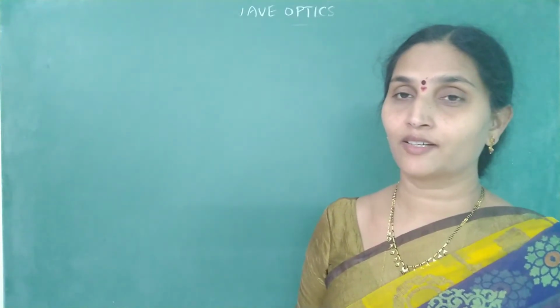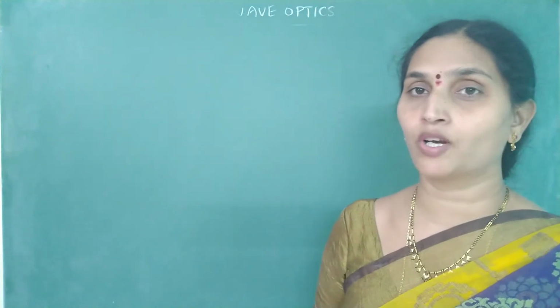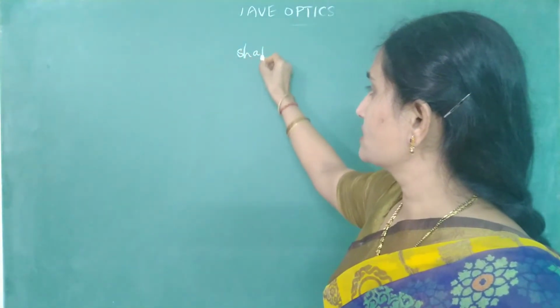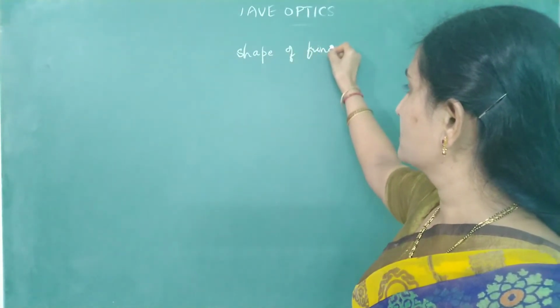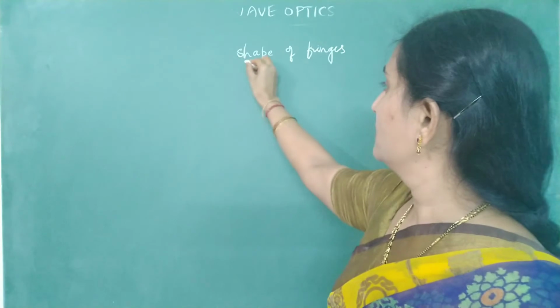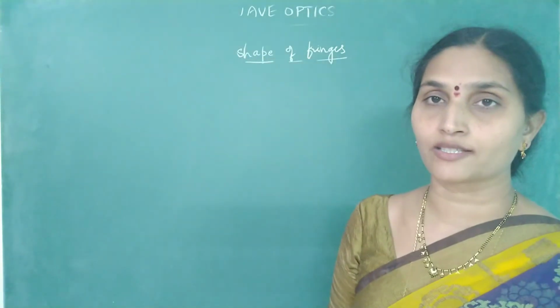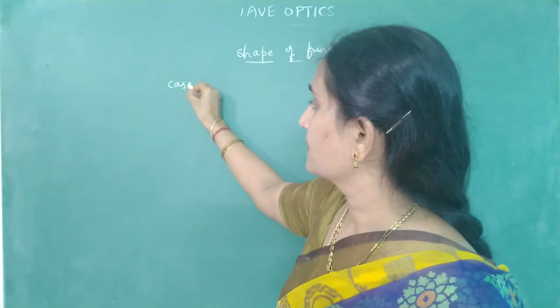Welcome back, children. Now in today's class of wave optics, we will be discussing a very small but important topic, that is regarding the shape of fringes. What is the shape of fringes we are going to get on a screen placed in various directions? For that, first we will start with the first case.